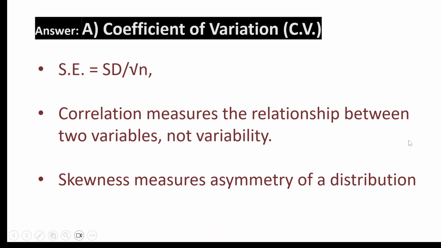Standard error formula is standard deviation upon root n, where n means total number of observations. Correlation measures the relationship between two variables, not variability. Skewness measures asymmetry of a distribution.